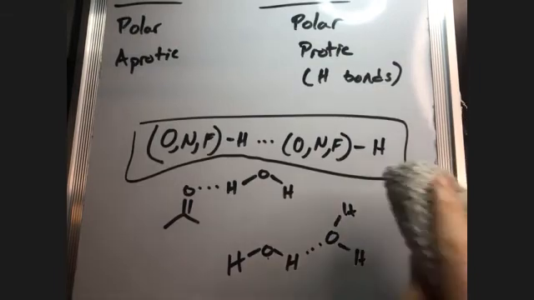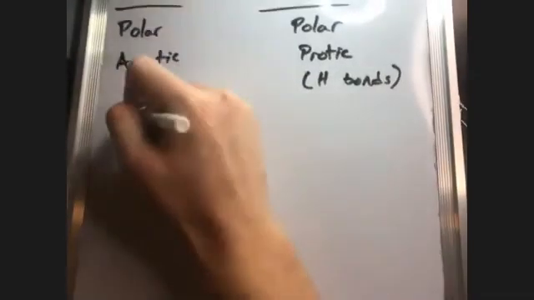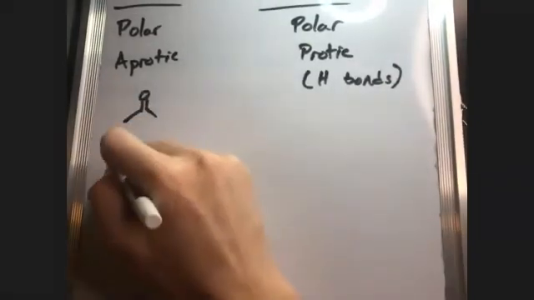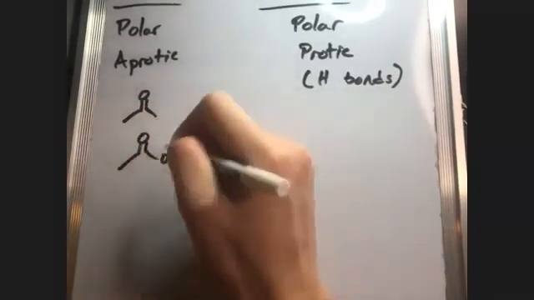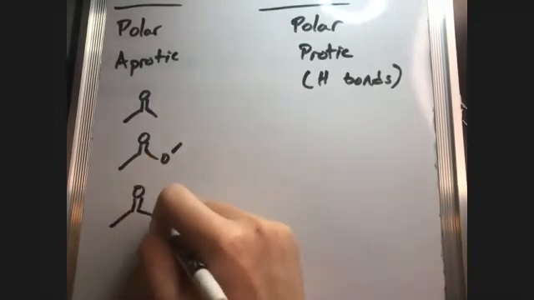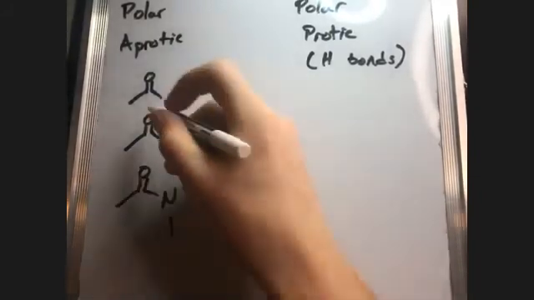No questions. So a few examples of aprotic solvents are acetone or esters or substituted amides. Those are all aprotic solvents. There's no hydrogen on any of these electronegative atoms.